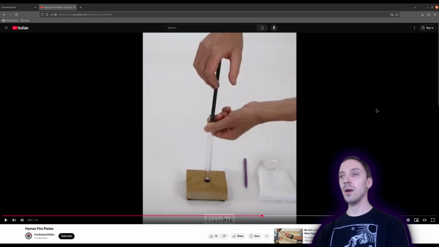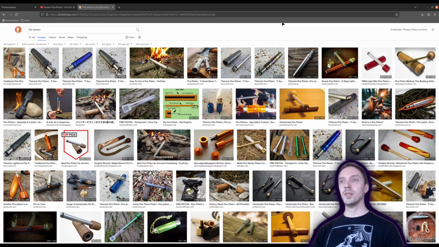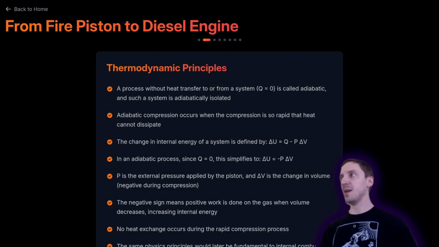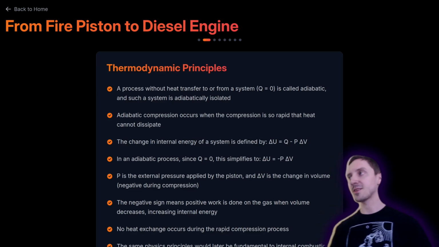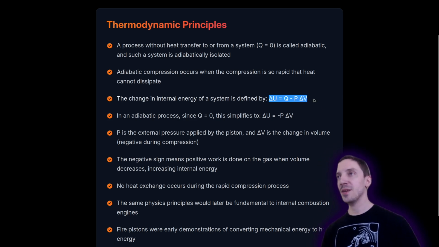This is a video demonstrating the fire piston. It's a relatively simple device. The thermodynamic principles involved in this are very interesting. Simply put, this equation is all that needs to be acknowledged.